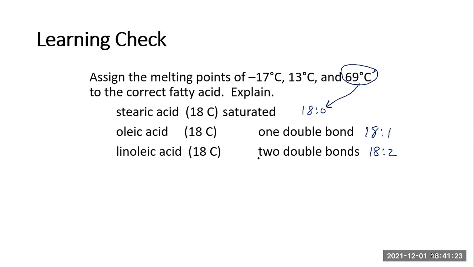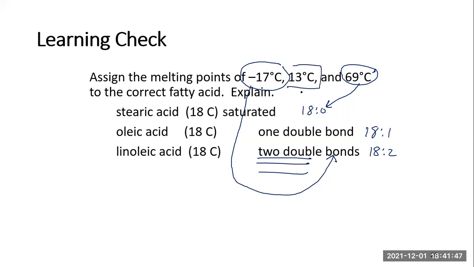Remember that the more double bonds you put on that fatty acid chain, the more kinking that's going to occur. And that's going to mean less interaction between those chains, and that's going to result in a much lower melting point. So since this is the lowest of them all, we would assume that it would end up over here with our multiple double bonds. And that obviously leaves the one in the middle for the one with one double bond. Any questions on how we came to that conclusion?